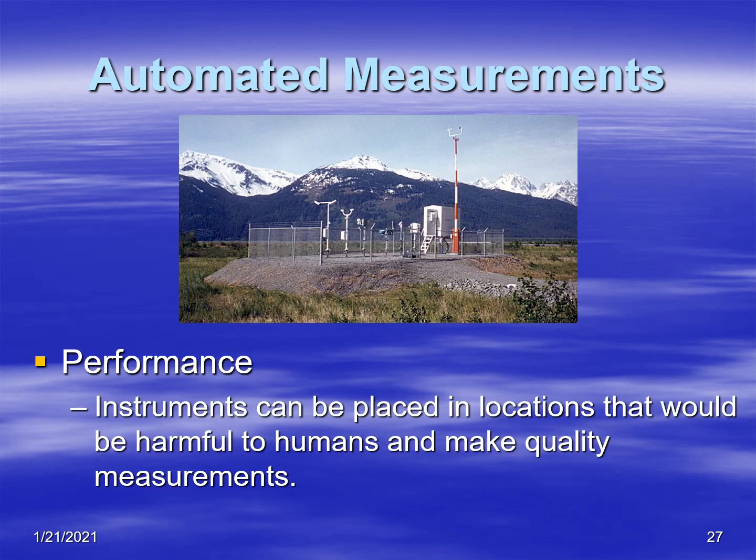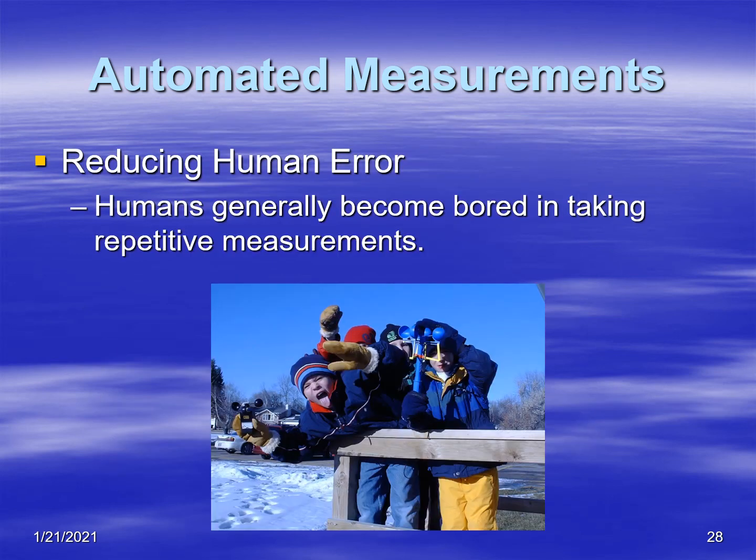Also, you can put automated systems where nobody wants to make weather observations, where no human wants to make weather observations, like in Crookston or Thief River Falls. No human wants to be there. And of course, humans tend to get really bored making repetitive measurements. So as a result, they start to make errors. There are human errors as a result of repetition.